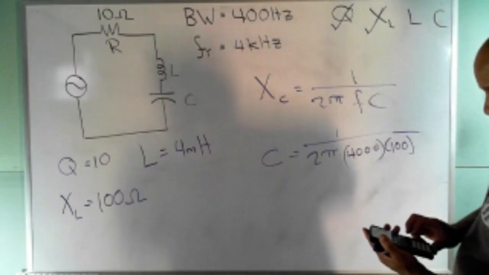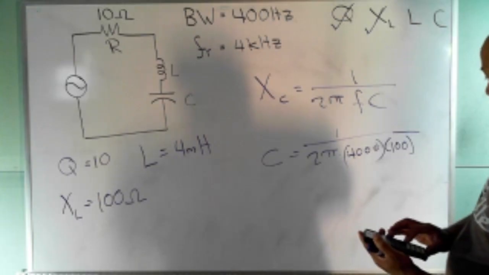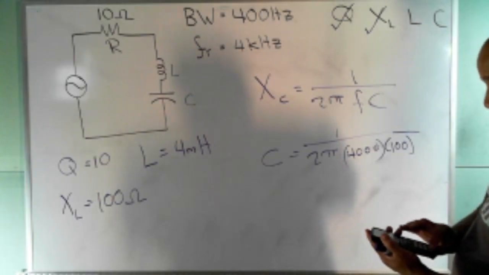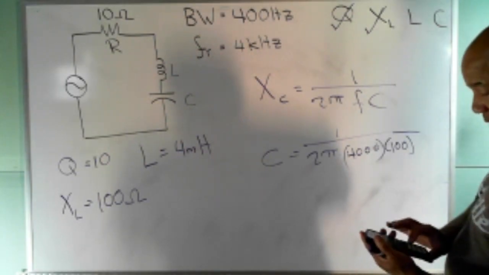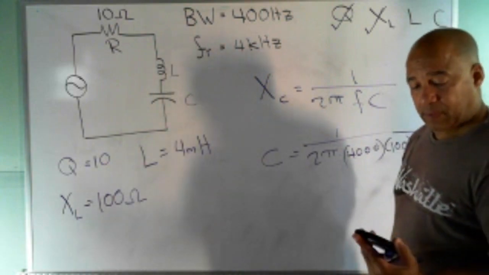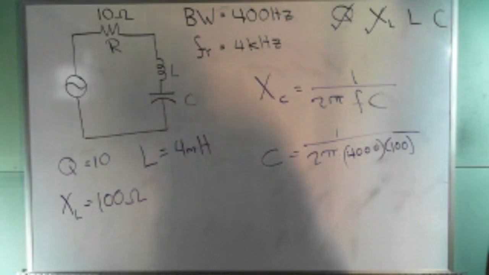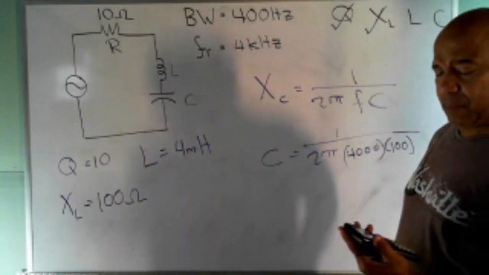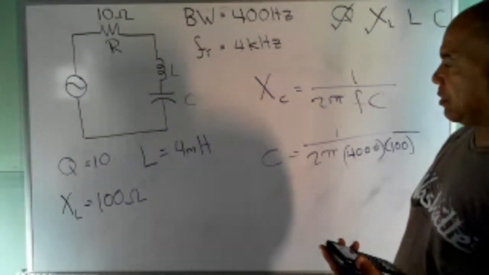And we do 2 times pi times 4,000 times 100, and do my reciprocal key. I don't know if I did that right. I got about 0.4 microfarads.